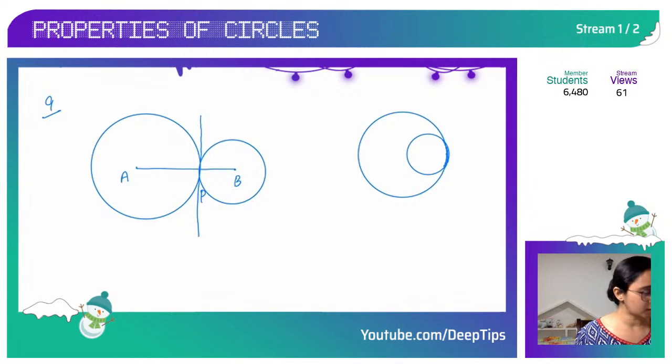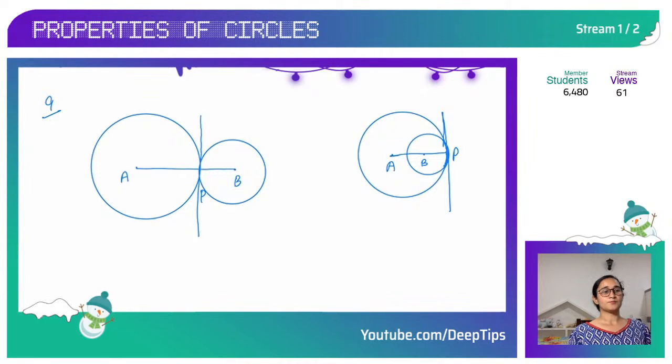The same goes with this internal circle also. This is center A, this is center B, and here P is the point of contact. If I draw a tangent here, they all three lie on the same line. So if you ask me, ma'am, how do we prove this? I think I don't need to answer you, because you can directly use the fact that the tangent and radius are perpendicular to each other.